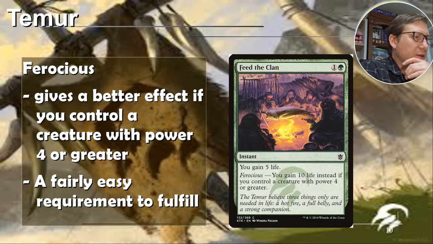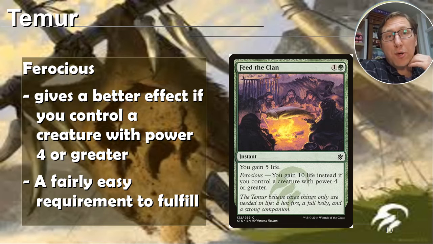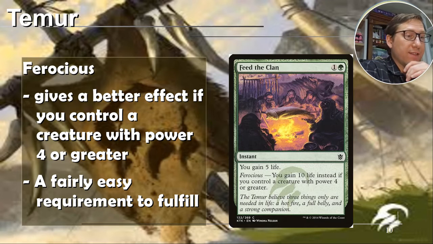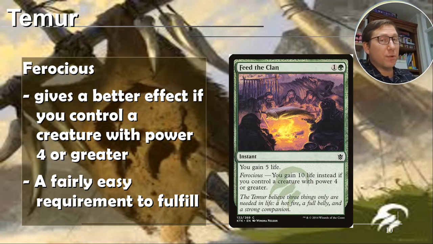And you look at here, they got Feed the Clan. This costs 5, or you gain 5 life. And if you have a creature with power 4 or greater, you gain 10 life instead. That can be a pretty huge swing, right? That can easily make the difference between winning and losing a game.